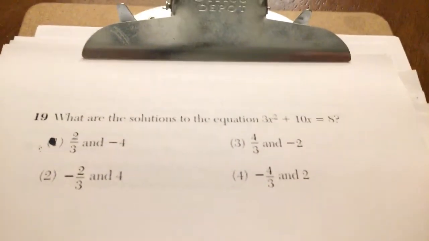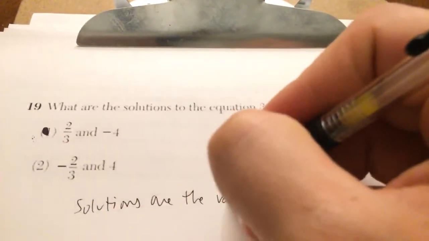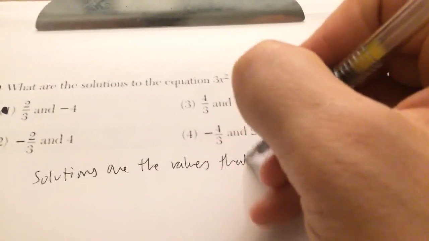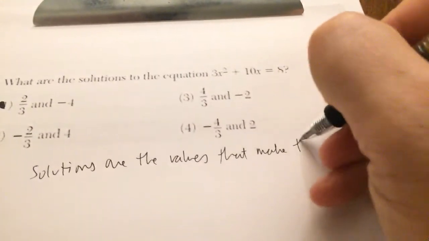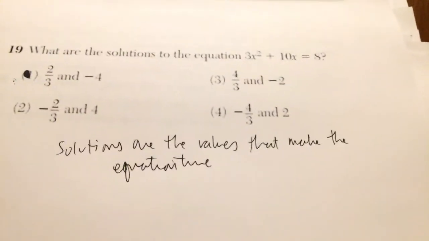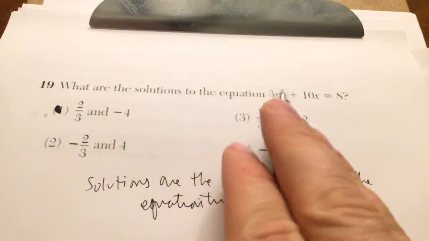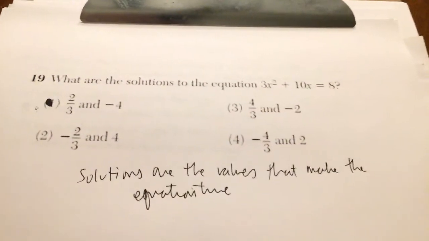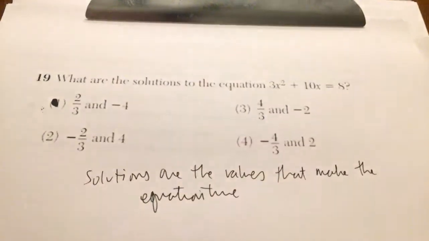What are the solutions to the equation? The solutions are the values that make the equation true. So if you plugged in 2/3 for x, you should get 8. If you plug in -4 for x, you'll get 8.